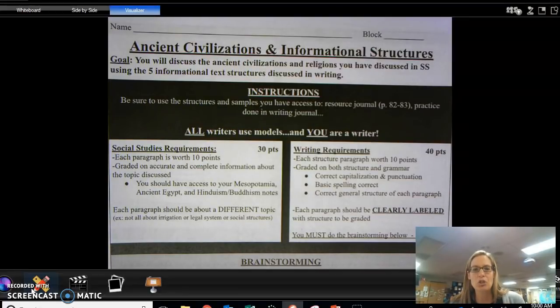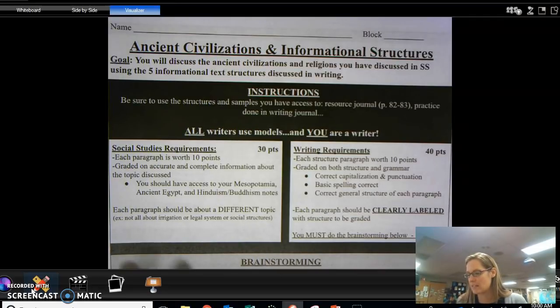You have done 2 of the informational text structures on your Mesopotamia quiz. You had one question where you were describing, and you had one question where you were identifying a cause and effect relationship, where you talked about farming leading to trade and specialized jobs. So those 2 are not going to be required. We'll talk about that in just a second.